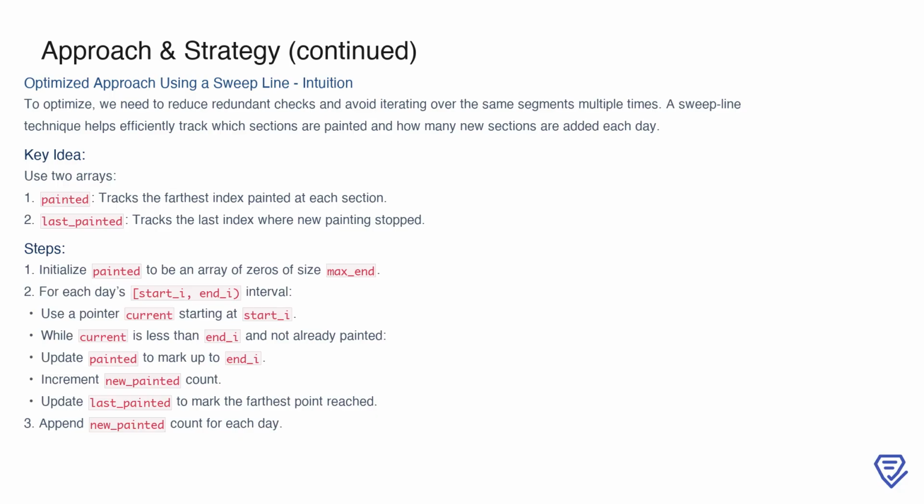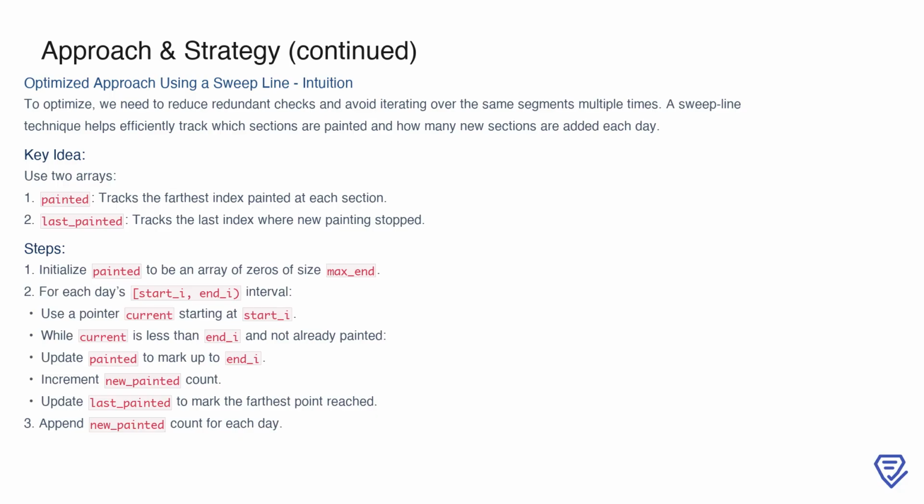To address the inefficiencies of the brute force approach, we can use an optimized method based on the sweep line technique. The key idea here is to reduce redundant checks and avoid iterating over the same sections multiple times. Instead of simulating each interval fully, we use two auxiliary arrays, painted and last_painted.